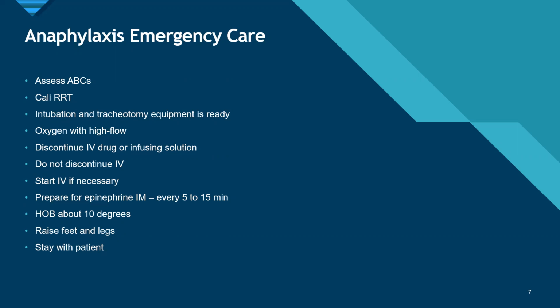Prepare for epi. You can give it every 5 to 10 minutes intramuscularly. You start it, give it. Keep the head of the bed up about 10 degrees, just to keep perfusion to the brain, but raise those feet and legs to help with that pooling and that smooth muscle dilation and get blood returned back to the vital organs, and then stay with them, obviously.